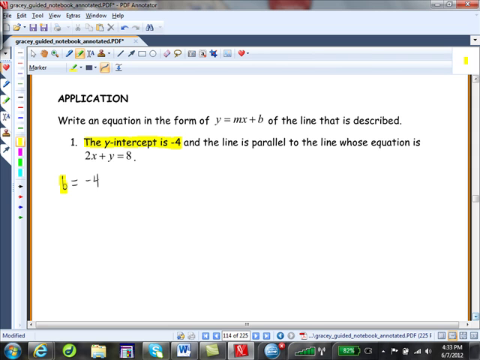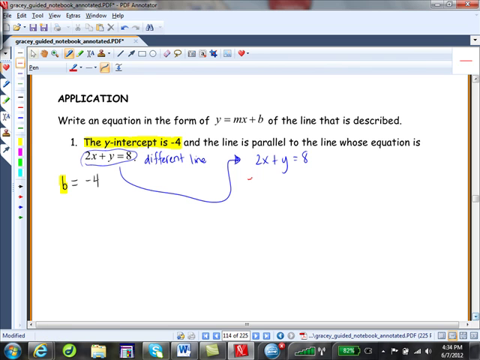But what we need to do is use this other line. This is a totally different line. But we need to use information from this line in our line that we're making. So parallel lines, what's true about their slopes? They are the same. So let's find out what the heck the slope is.